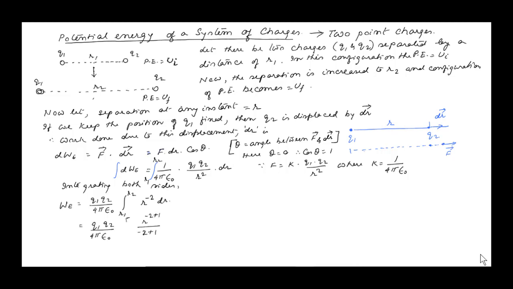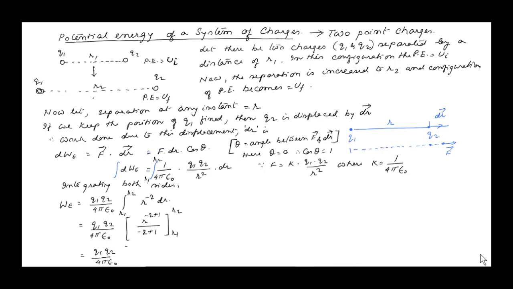Simply, integration of x to the power n dx is equal to x to the power n plus 1 divided by n plus 1. Now after integration we put the range from R1 to R2. This gives you the value Q1 Q2 by 4 pi epsilon 0 within bracket 1 by R2 minus 1 by R1.